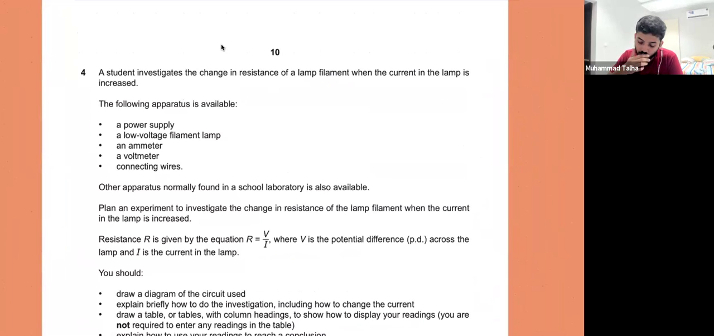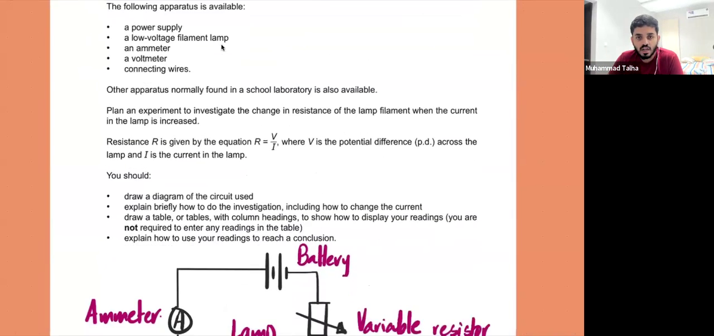Now, for example, this one. Plan an experiment to investigate the change in resistance of the lamp filament when the current is increased. So obviously here, the current is what you are changing. That's the independent variable. So you say, I'll vary this or I'll change this, and you'll measure the resistance, right? That's what we talk about in this entire question.